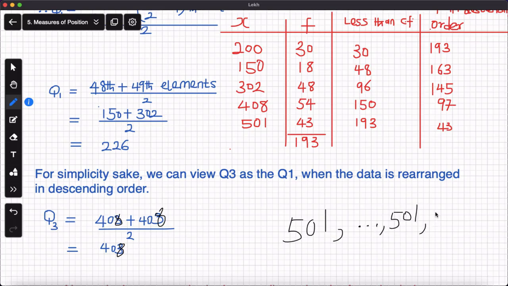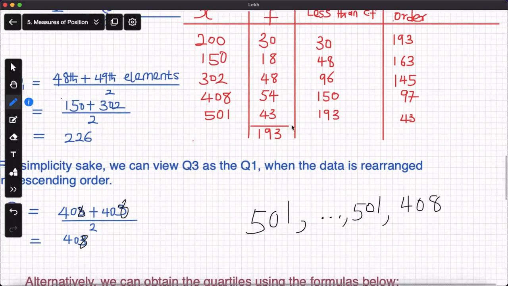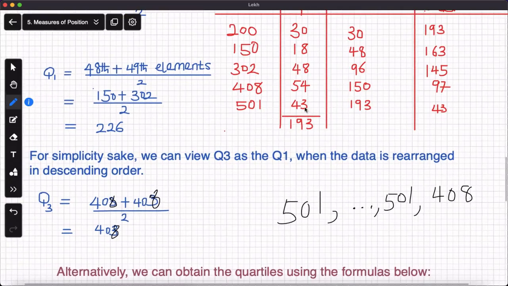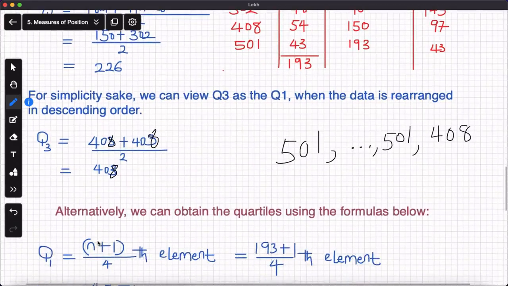The 44th element is going to be 408, and it will be repeated 54 times. And so that means that as we keep repeating it, it will be the 48th element and also the 49th element. So we just say 408 plus 408 divided by 2, that will give us 408.